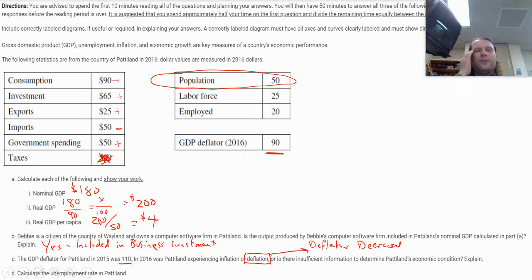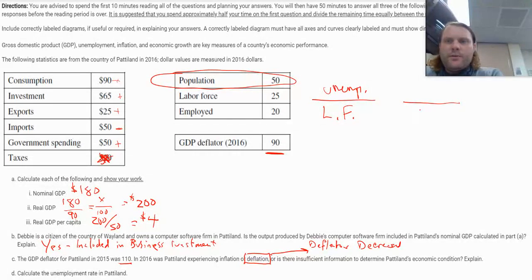And then we're going to calculate the unemployment rate. We've got a few things to keep in mind. We've got to figure out the unemployed people. Remember, unemployed divided by labor force. Our labor force, in this case, they give to us, 25. They also give us our employed people, 20. We don't need that number as much. We need how many people are unemployed, which is 5. So 5 over 25 is 20%.